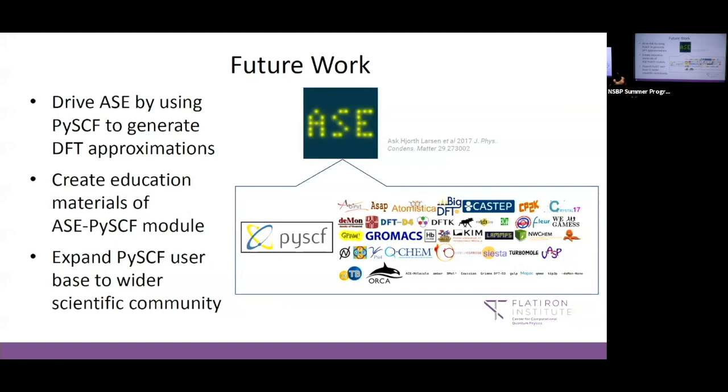So what you're seeing in this graphic here is the goal. PySCF, which, like I said before, is supported by CCQ and overall the Simons Foundation, we want to make sure it becomes part of the whole list of logos you see here so that we can read it directly into ASE. It becomes a one-stop shop.